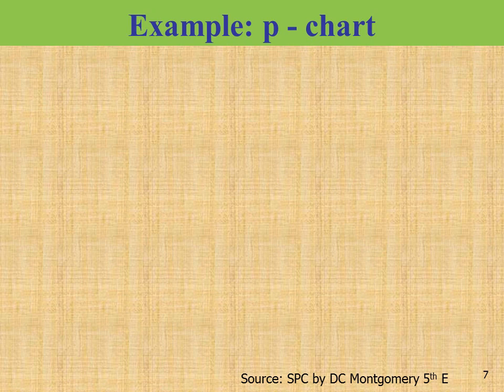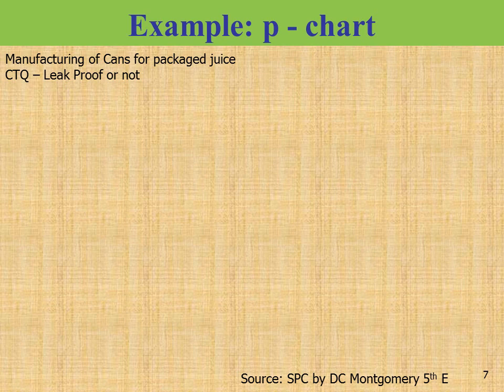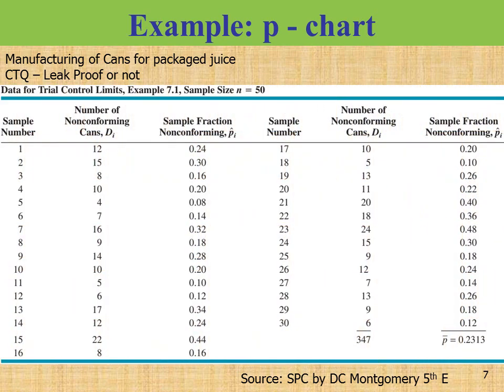Now let us take an example for the p-chart. Suppose we take a manufacturing process for cans used for packaged juice, and we know the CTQ, the critical to quality for a can, would be: is it leak proof or not? If it is leak proof, then it is okay quality, or otherwise if there is some leakage, then the can is a defective item. So for this manufacturing process we gather data, and the data are given here.